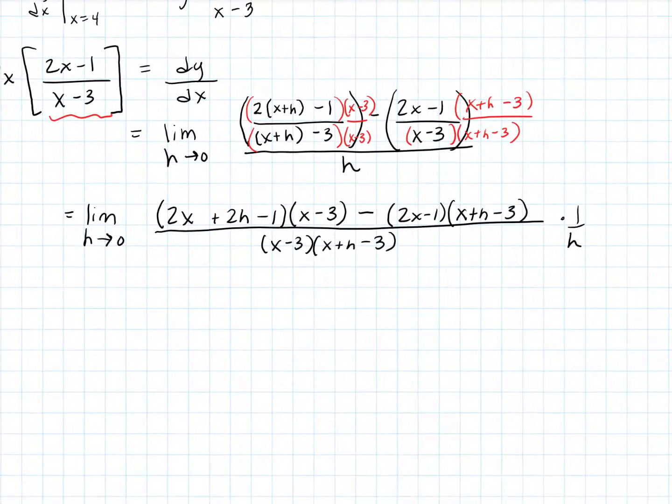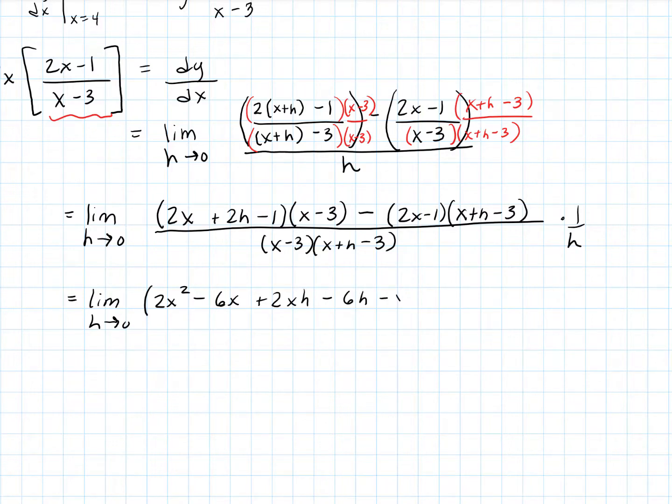So I'm going to get that simplified. And now I'm going to expand. Let's see what these expansions look like in the numerator, and we ought to have a good amount of canceling once I get done. So we've got 2x squared minus 6x plus 2xh minus 6h minus x plus 3. And then expand the other two polynomials here.